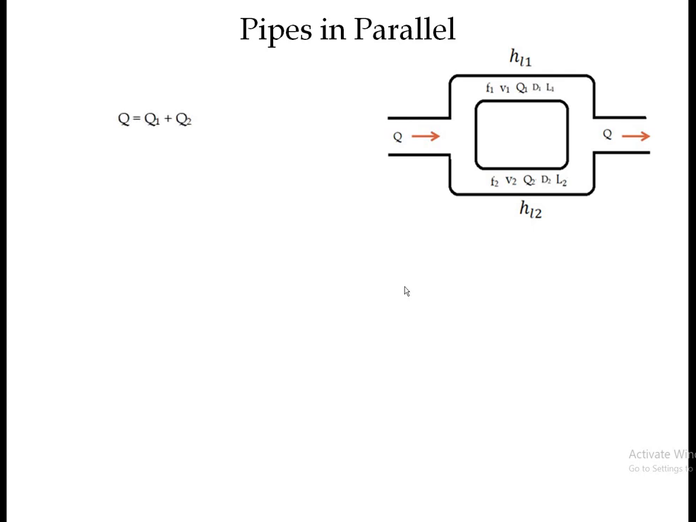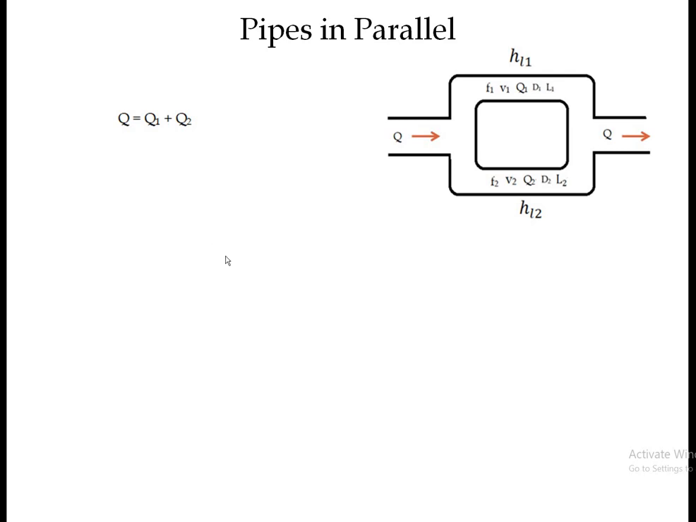Again, two important conditions apply when pipes are connected in parallel. The first is the discharge Q. This fluid gets distributed in these two pipes, so the total discharge Q equals Q1 plus Q2. In the last case, when pipes were connected in series, we saw that Q equals Q1 equals Q2 equals Q3 equals Q4 and so on.